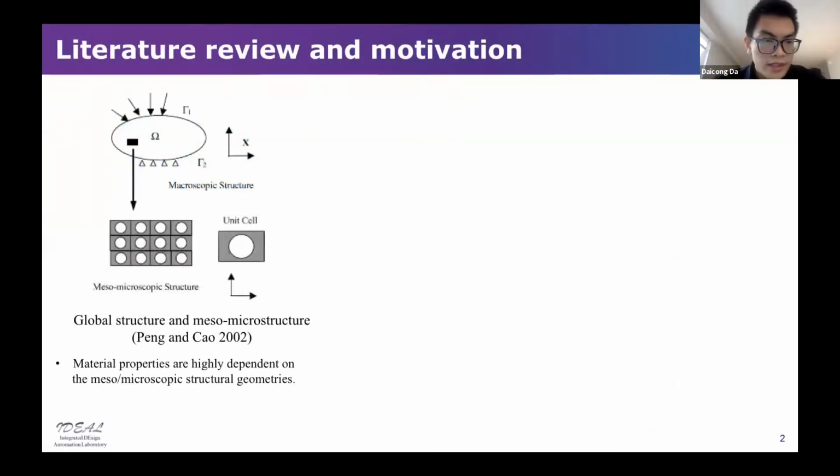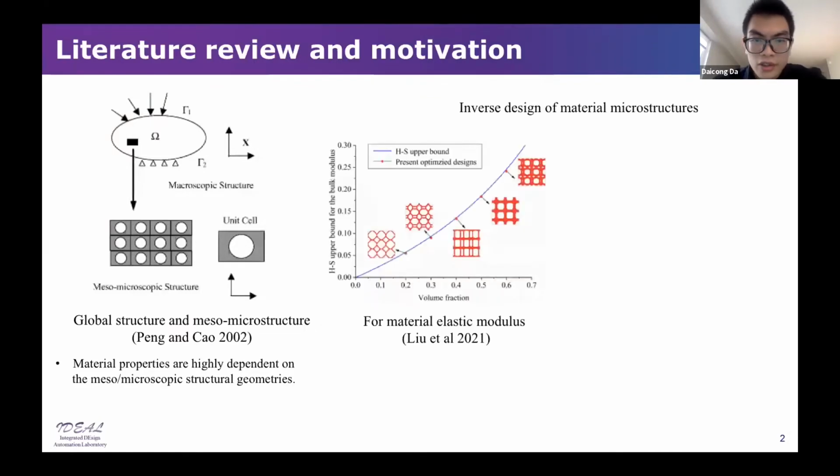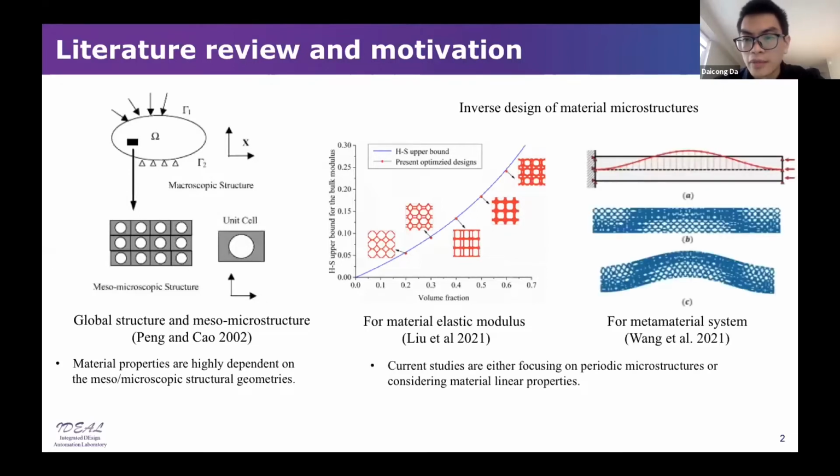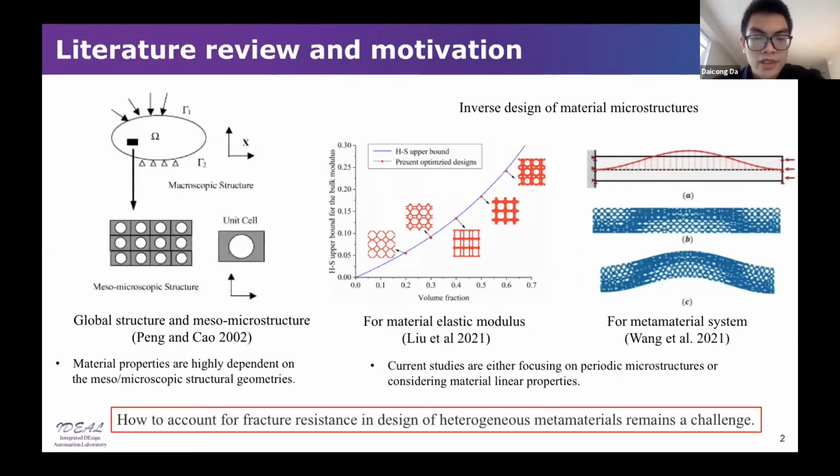So as we all know, the material property not only depends on the constitutive material phase, but also depends on the material geometries in the microscopic scale. So researchers try to design the material microstructure, such as the geometry of the unit cell, to achieve some extreme material properties. Also, people are designing the material structure to achieve some global performance, such as to satisfy some displacement deformation. But how to account for fracture resistance in the design of heterogeneous metamaterials remains a challenge.